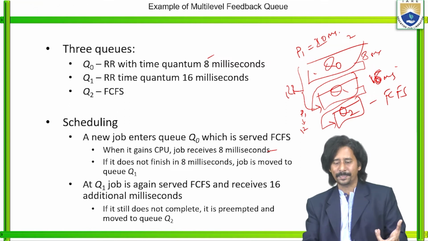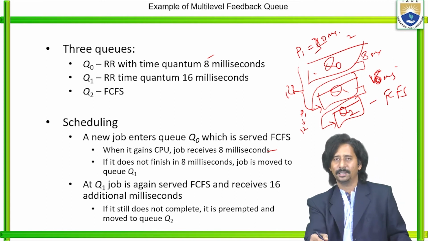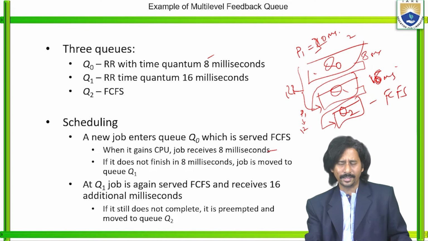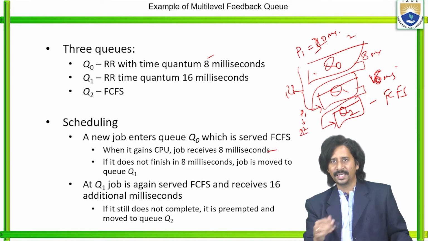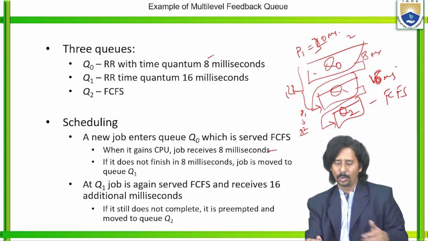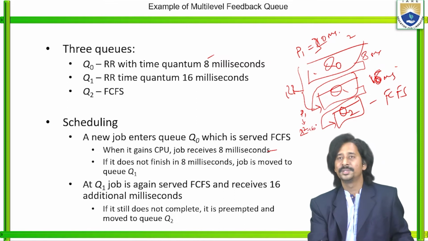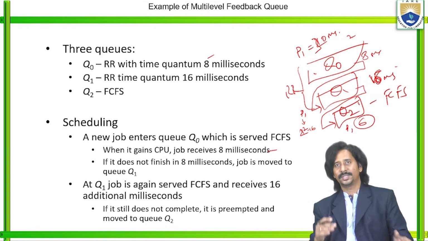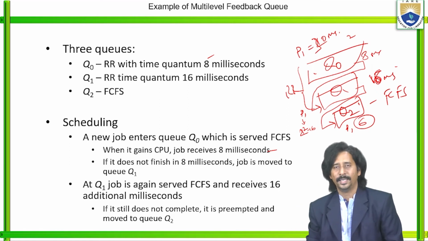If it still doesn't complete, let us take 30 milliseconds. 30 minus 8 is definitely 22. 22 is greater than 16, so if it still doesn't complete, it is preempted and moved to Q2. Already 16 is done, so 22 minus 16, the remaining 6 milliseconds of P1, is executed under Q2. So this is the multi-level feedback queue scheduling algorithm.